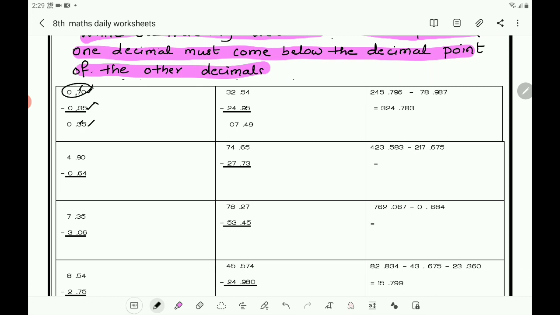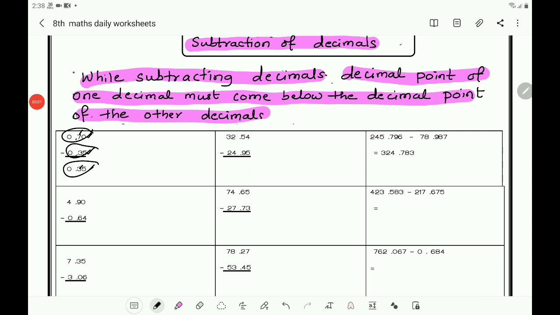0.75 minus 0.35. 14 minus 5, 9. And here 4 is remaining. Again 14 minus 9, 5. Here what is remaining? 11. 11 minus 4, 7. 2 is remaining. 2 minus 2, 0. So you got 7.59.